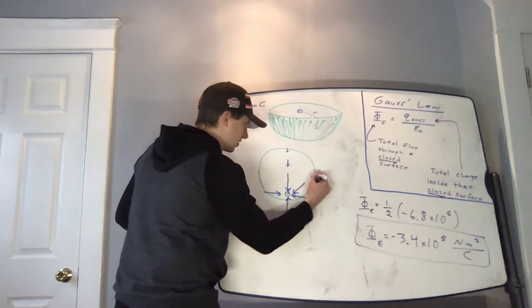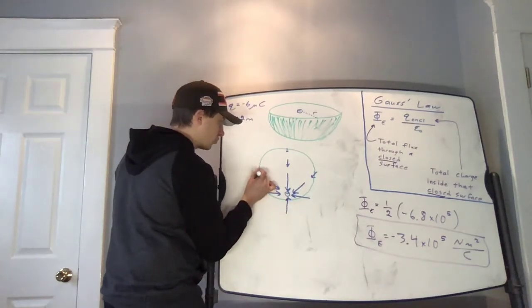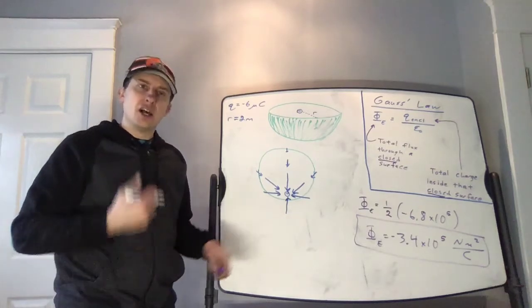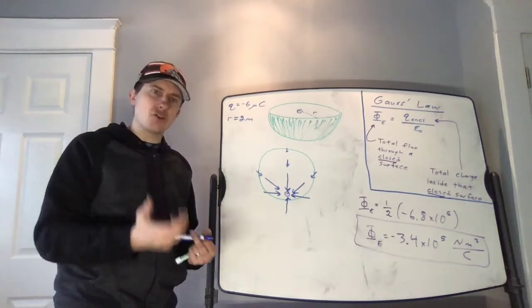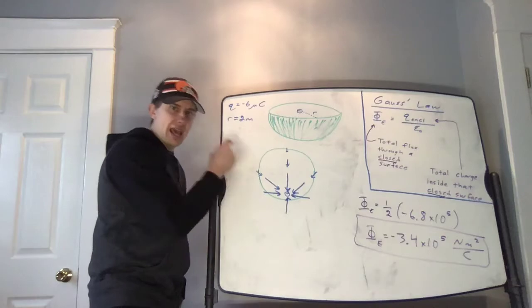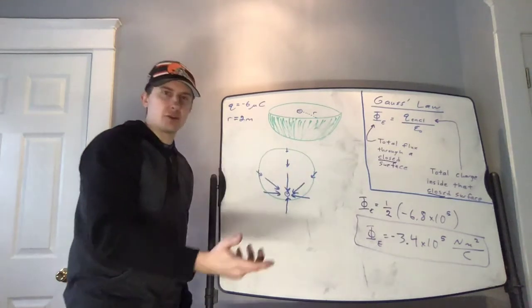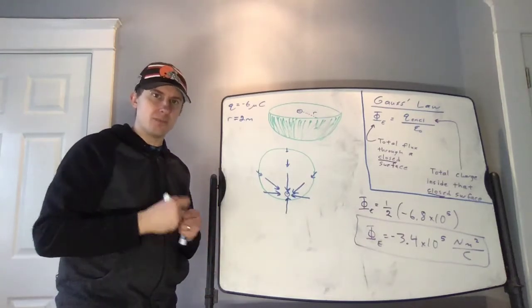A consequence of this is that because we moved the point charge closer to the South Pole, locations in the southern hemisphere are going to have a stronger electric field, and locations in the northern hemisphere are going to have a weaker electric field.